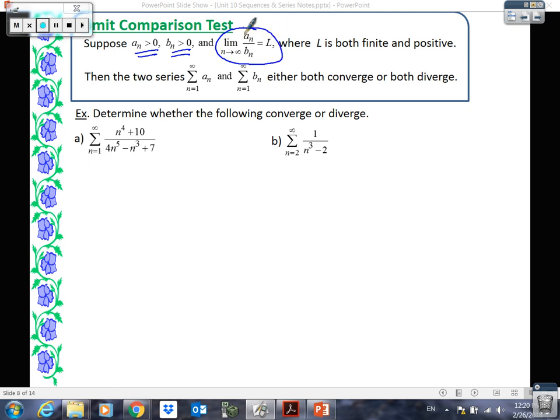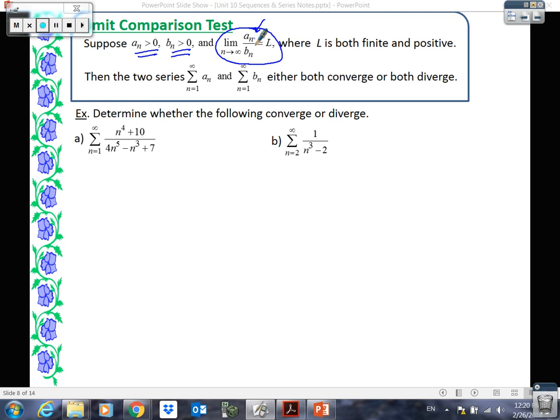We're going to take the limit, the reason it's called a limit comparison test is because we're taking a limit, and we're going to make a fraction out of our a sub n and b sub n term. Now, this shows that a sub n is in the numerator and b sub n is in the denominator. It really doesn't matter which way you do it. You could flip them. It wouldn't matter. What's going to be significant is that our L needs to be both finite and positive.